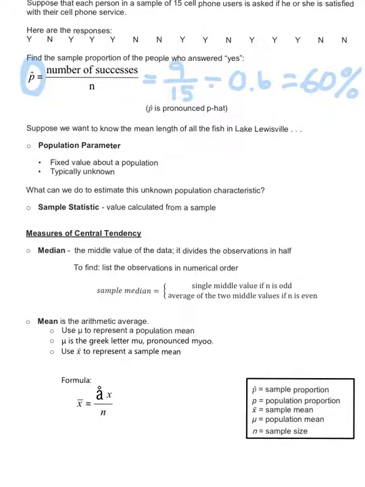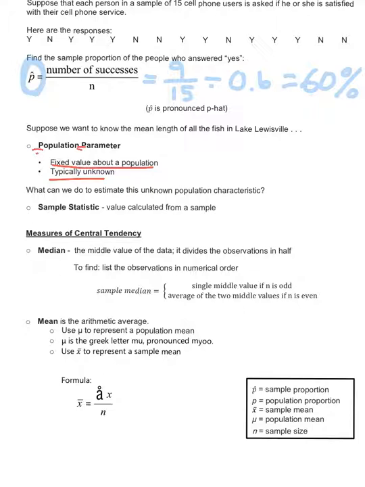All right, let's try another example down here. So this one is if we have a numerical variable instead of a categorical. All right, so suppose we want to know the mean length of all fish in Lake Louisville. So our population parameter here is typically a fixed value about the population, okay, and typically also unknown. All right, so remember population parameter.